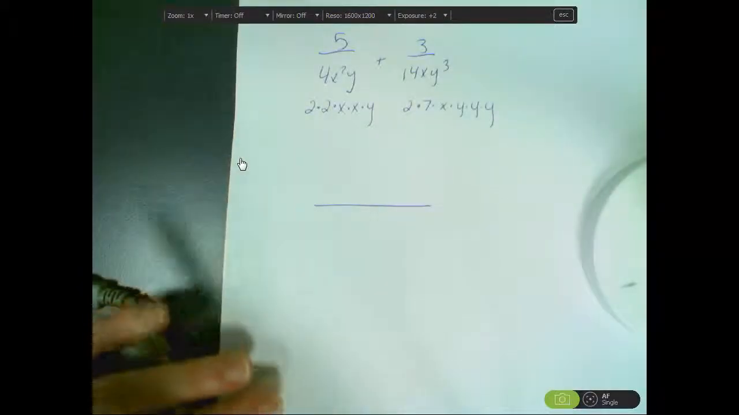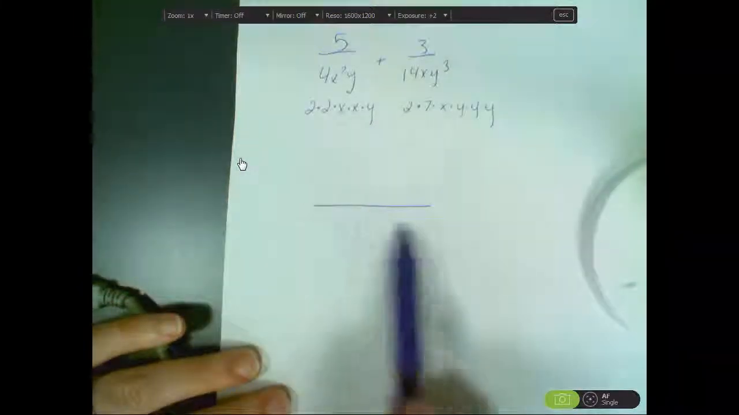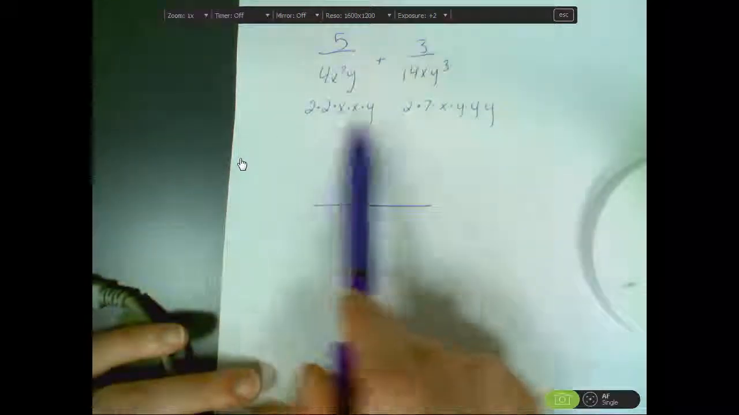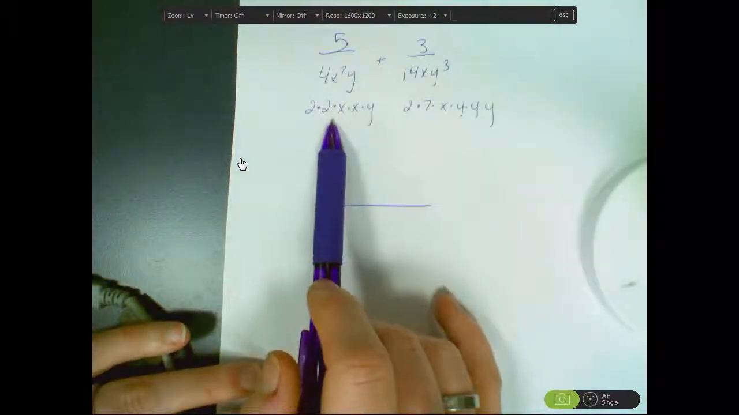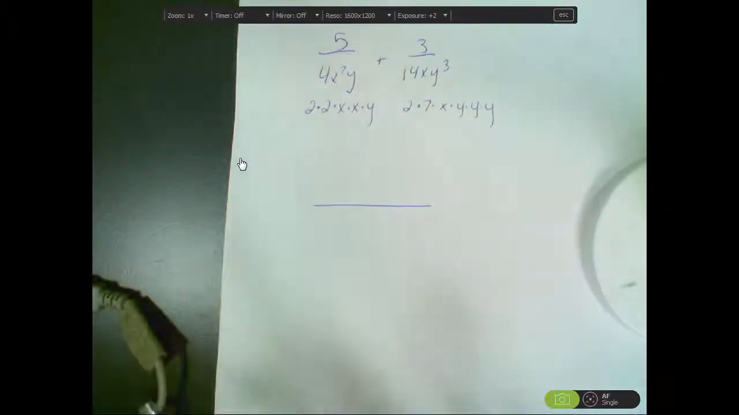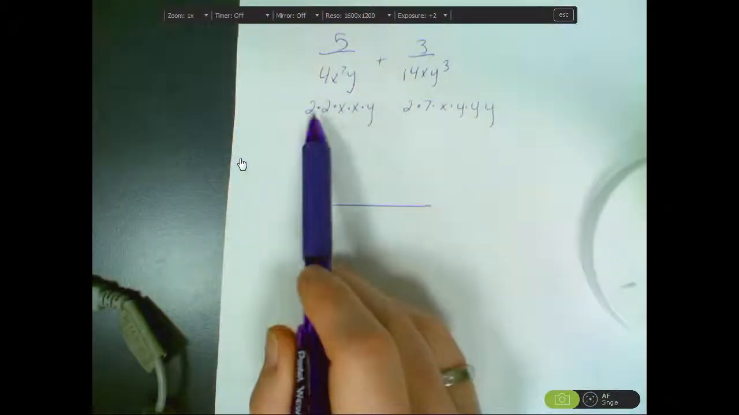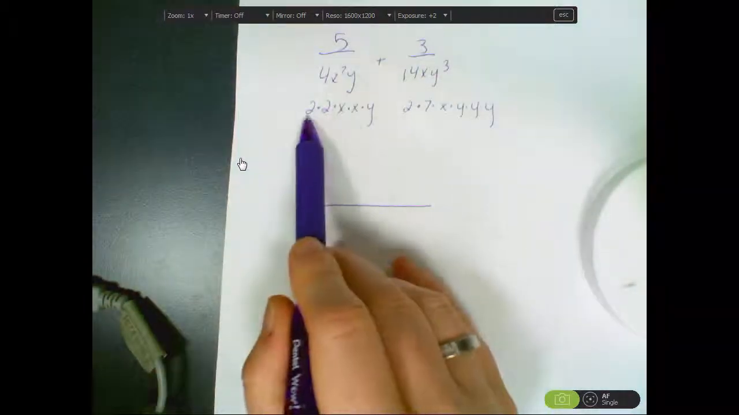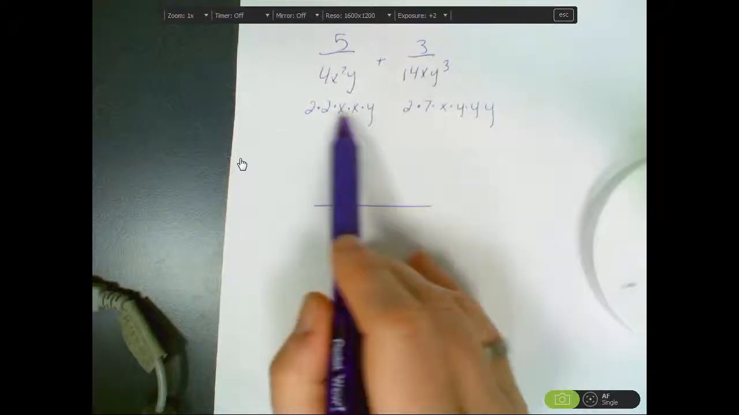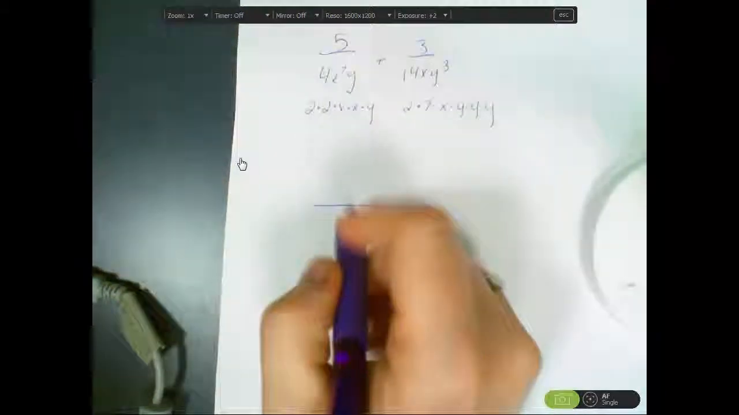Those are all the different factors. The question is how many of each of those factors goes in your common denominator? And the answer is the denominator that has the most of each factor is how many has to go in your common denominator. That might not make sense, but listen carefully. The 2 is the first thing I'm going to talk about. This denominator has 2 2's. This one only has 1 2. So that means I have to put 2 2's in my common denominator.